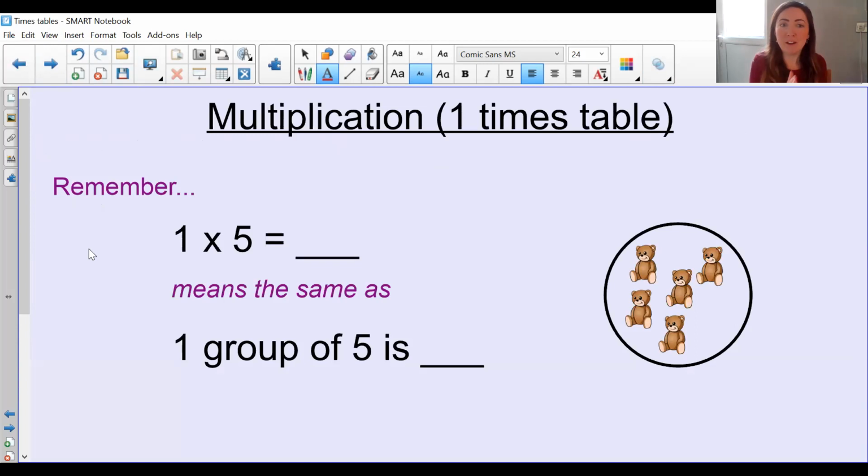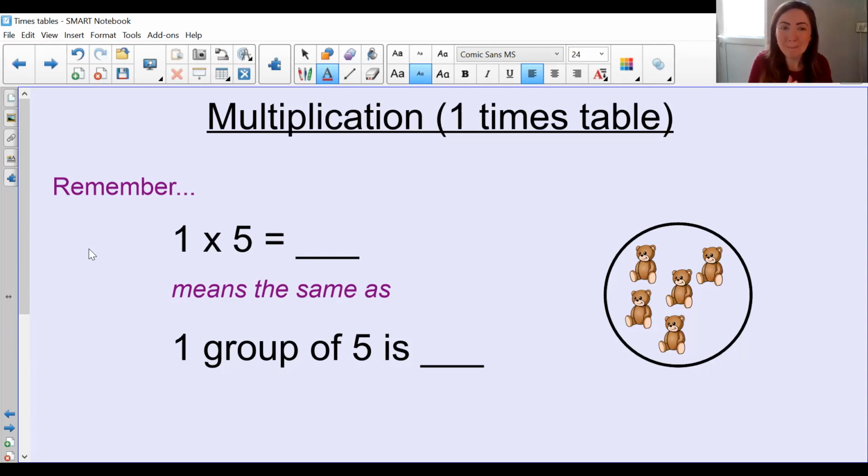Okay, so let's remind ourselves of what we learned about last week. We started looking at multiplication, which we specifically focused on the 1 times table. That's where we're kind of starting our multiplication from, using the times symbol. Can you practice the times symbol?